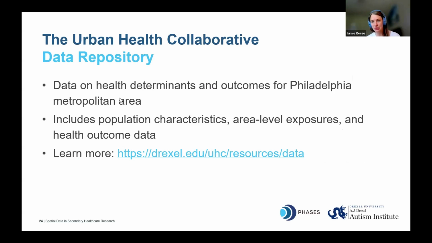When I say area level exposures, we're talking about social, economic, food, natural, built environments, demographics, residential mobility, and then like your typical classic environmental exposures. When we talk about health outcome data, we're talking about not only health status, but also health related behaviors, healthcare experience and access, birth and death records, inpatient and outpatient, or ambulatory discharge data. So if you're working in the Philadelphia metro area or you're examining it in your research, definitely go and take a look at that data repository.